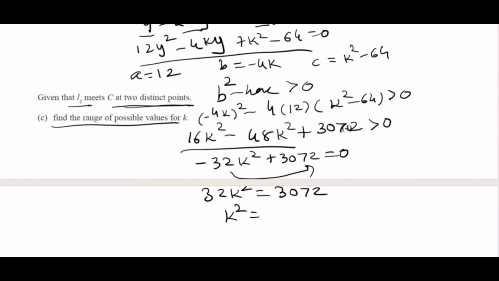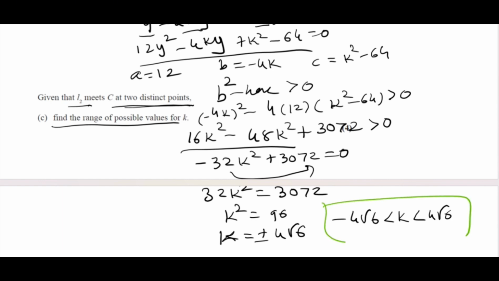So k squared is equal to, when you divide by 32 on both sides, 96. So k is equal to plus or minus 4 root 6. Now these are our two values of k. Now we have to write a range. So minus 4 root 6 less than k less than plus 4 root 6. So this is our range for the value of k.